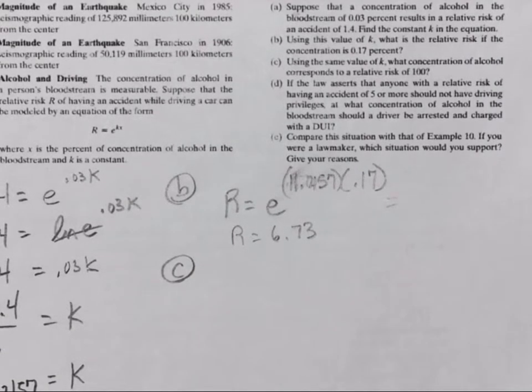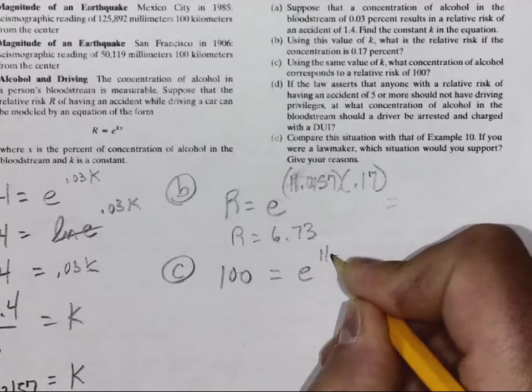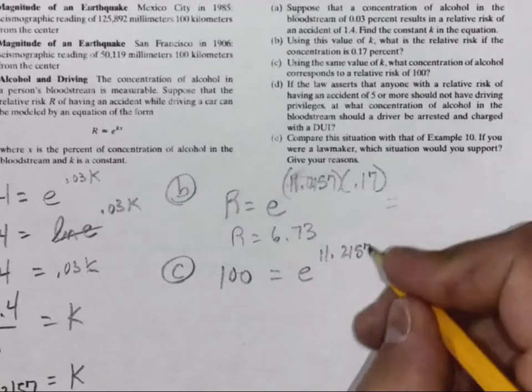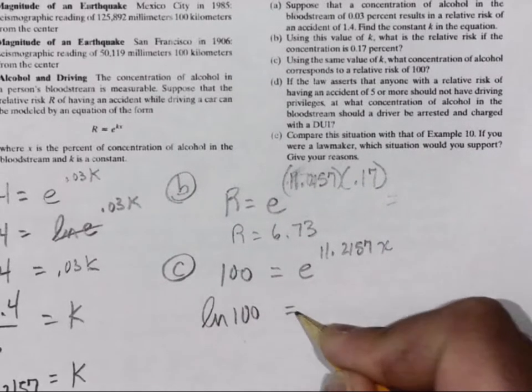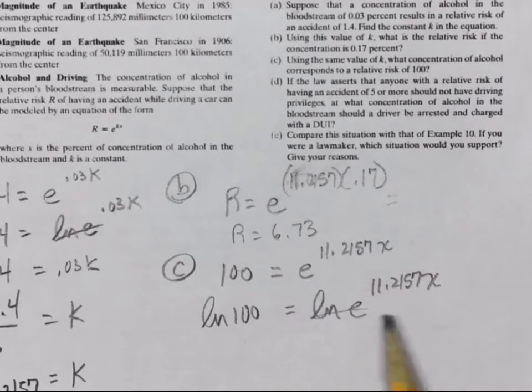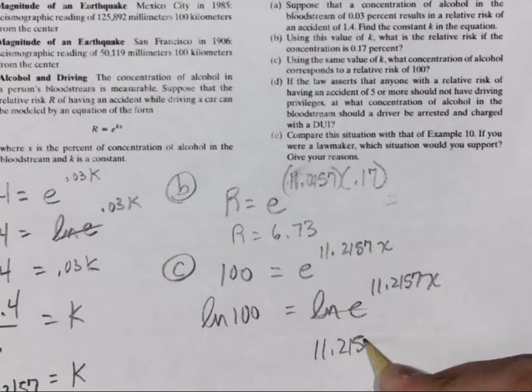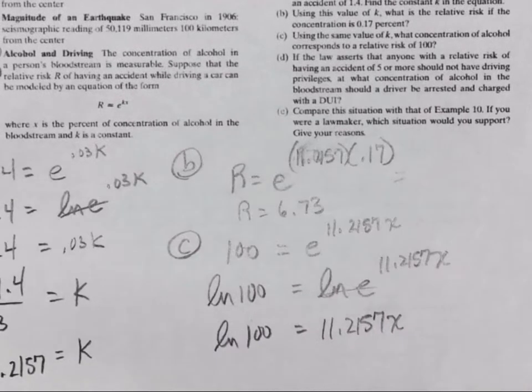So using the same value of k, what concentration of alcohol corresponds to a relative risk of 100? So they're just switching up the variables here. So giving you R, and you're solving for x. So then we would once again do ln of both sides. So take the natural log. Ln and e are inverses, so they cancel. Divide ln of 100 by 11.2157.